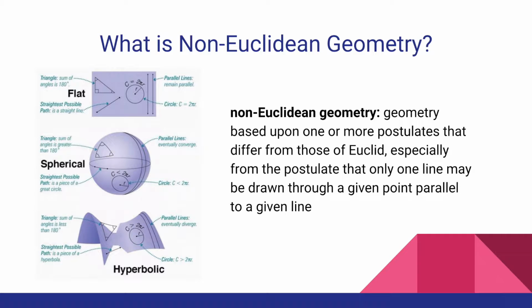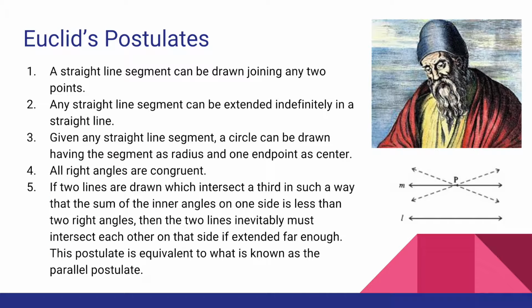Before we delve into non-Euclidean geometry more deeply, we first need to review Euclid's postulates. There were 5 postulates that really started geometry, and they were created by Euclid. And hopefully you remember some of them from freshman year. They are that a straight line segment can be drawn by joining any 2 points. Any straight line segment can be extended indefinitely into a straight line. Given any straight line segment, a circle can be drawn having the segment as the radius and one endpoint as the center. All right angles are congruent.